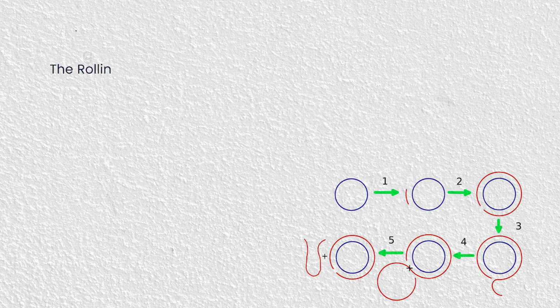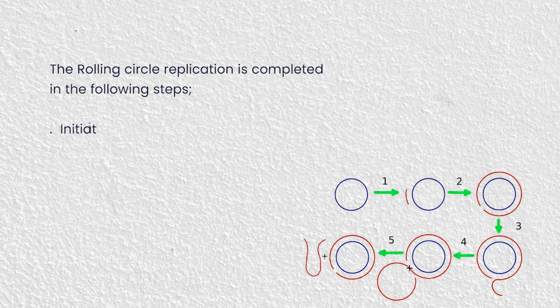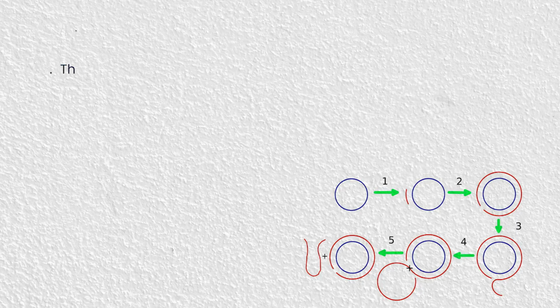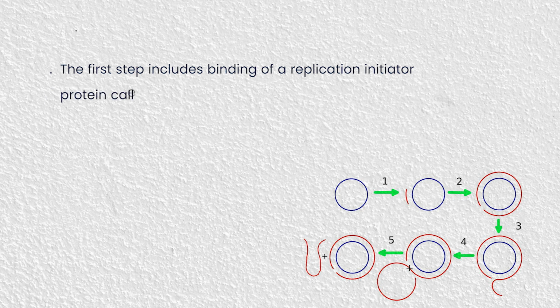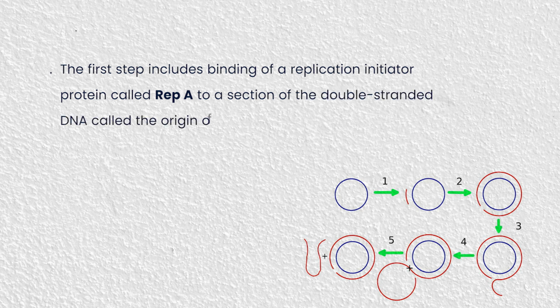The rolling circle replication is completed in 3 steps in general. First is initiation, second one is elongation, and the third one is termination. You can see the pictorial representation. The first step includes binding of a replication initiation protein called Rep-A to a section of the double stranded DNA called the origin of replication, or ORI.